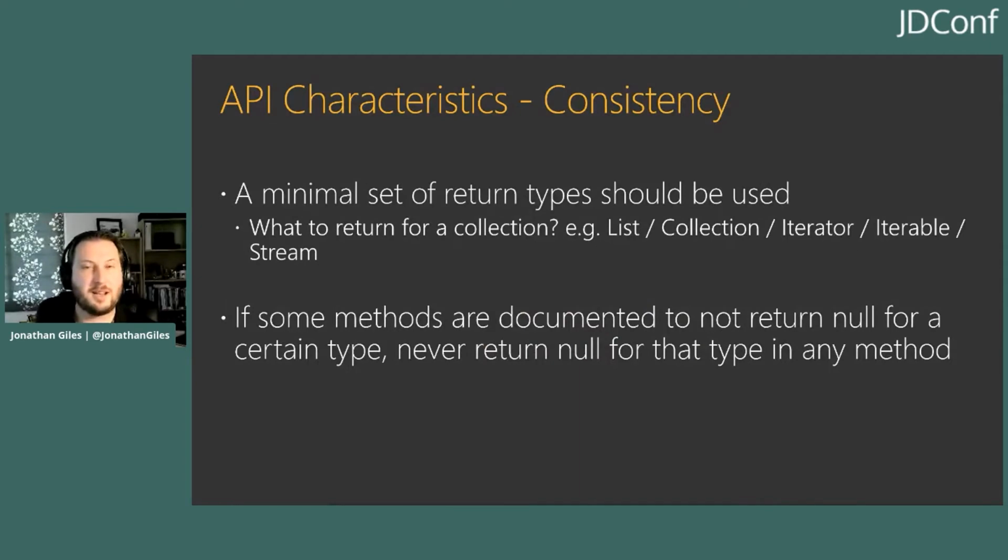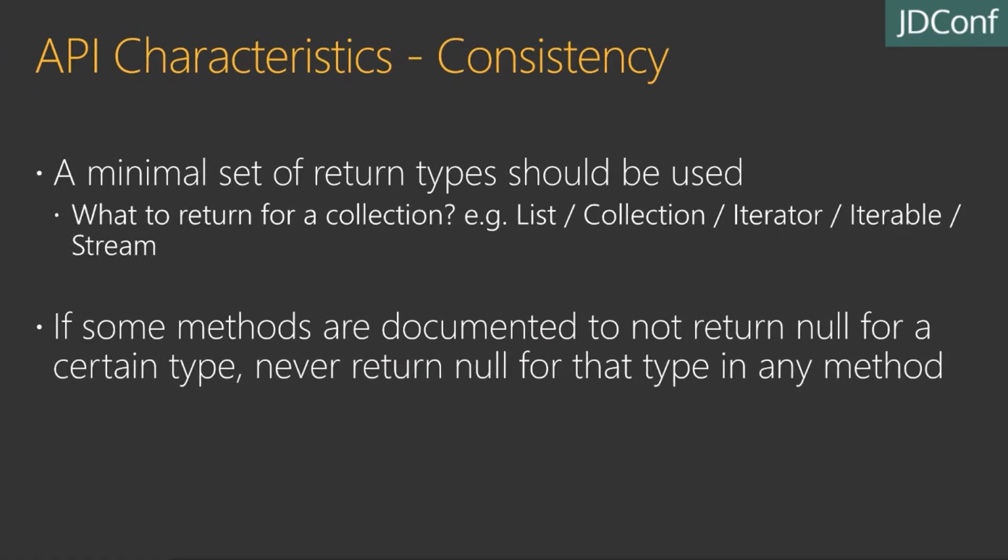There's nothing worse than, when you're a consumer of a library, having it return different types. Imagine if a library returned list, collection, iterable, stream, whenever you have some kind of collection to return. You'd have to write code to handle each of these types differently. That's going to result in users being disappointed in you for having them write a whole bunch of code that they wouldn't have to do if you were just consistent in your return types. Choose the right type for the right case, but be consistent as much as possible. Keep the minimal set of return types is basically what I'm saying.